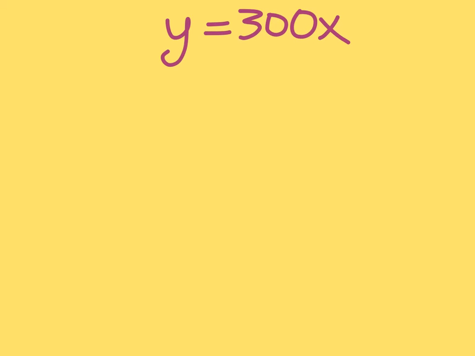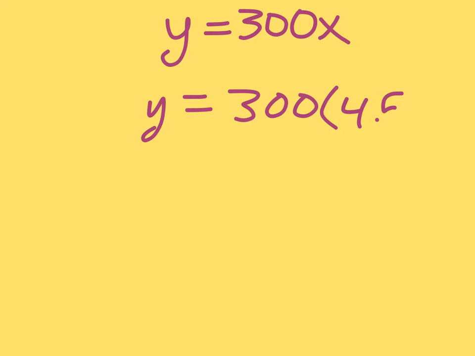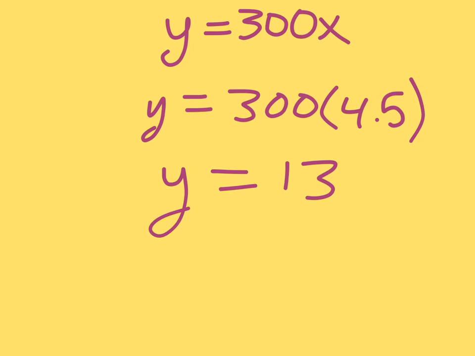Okay, so remember, hours is going to be the domain, or x. Okay, so I'm going to substitute 4.5 for x, because that's how many hours that I've kayaked. So what I need to do is 300 times 4.5. When you do that, you should get y equals 1,350. Okay? So what that means is if you kayak for 4.5 hours, you're going to burn 1,350 calories.